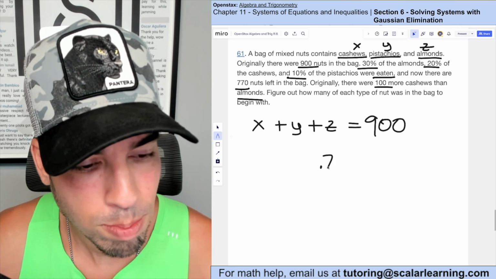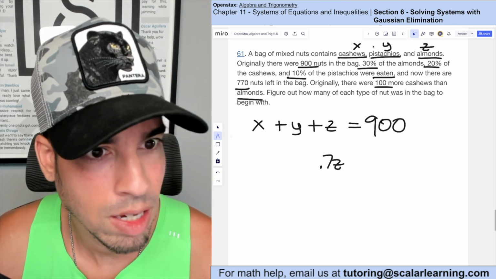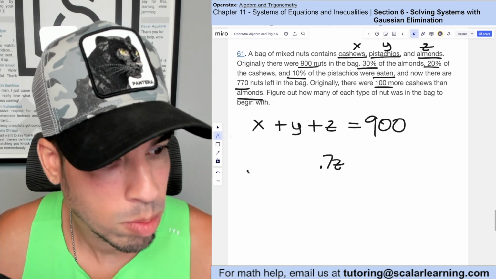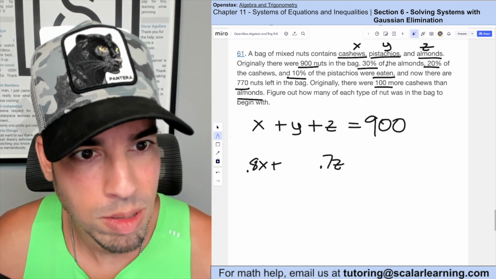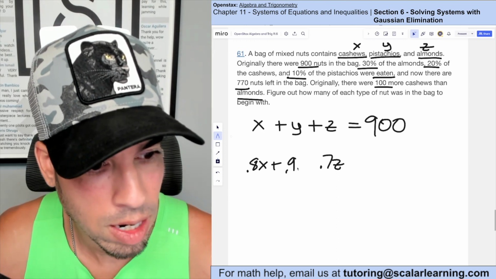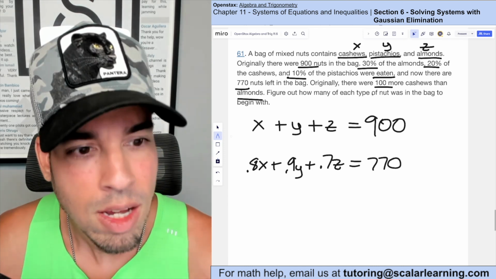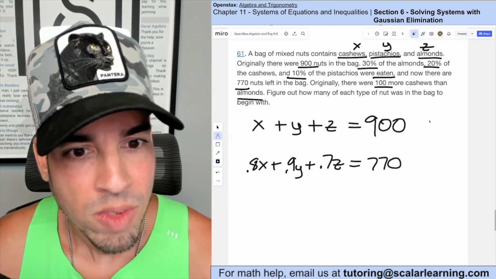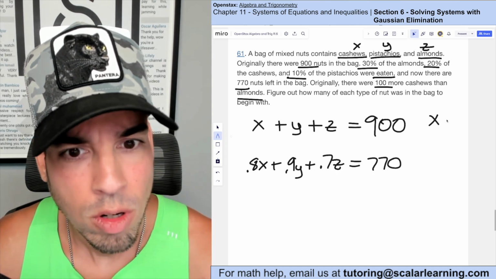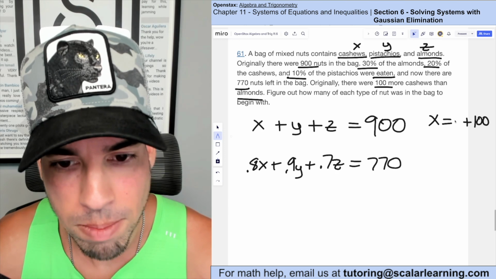So we'd have 0.7 Z, then 20% of the cashews, which is X, that would be 0.8 X, or 80% of X was left. And then 10% of the pistachios, that's Y, so then that's 0.9 Y. And all of these added up would be 770. Last but not least, it says there were 100 more cashews. So the amount of cashews was 100 more than the amount of almonds.